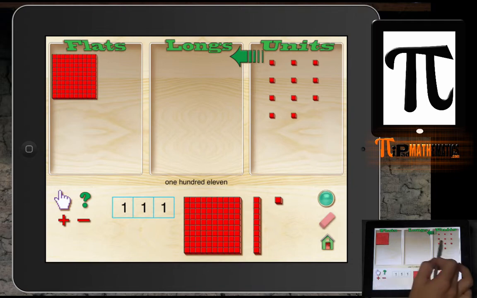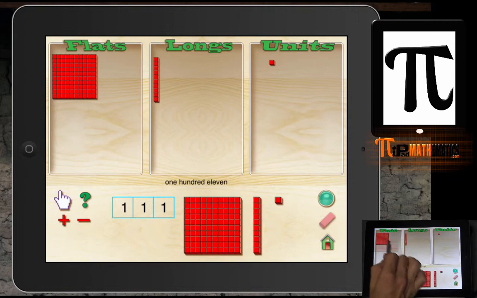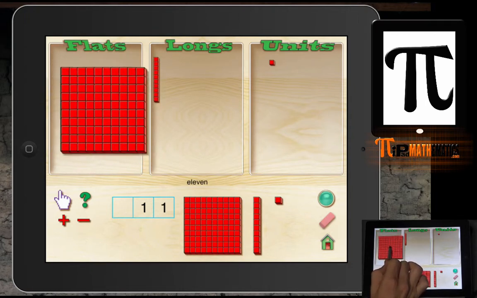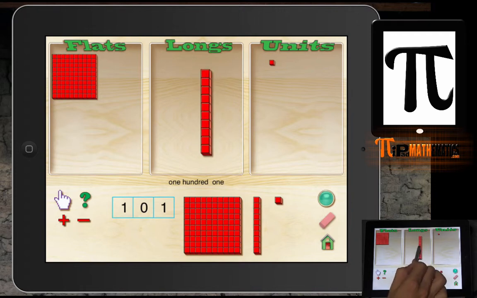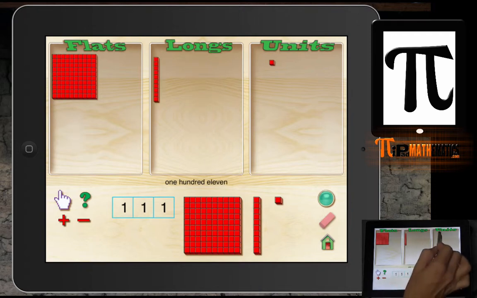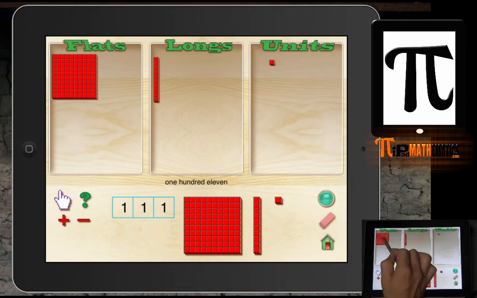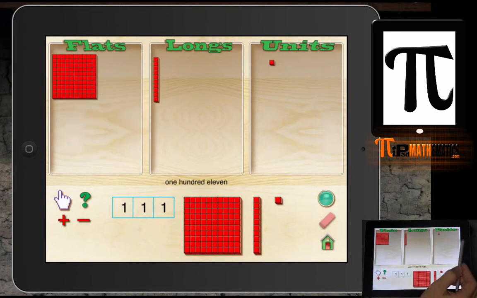It helps model place value, and in this case we'll call this place value 100. This is the flat. This place value is our tens, which is used by our longs, and this place value is ones or units. And as I said, this could be hundredths, this could be tenths, this could be 1, and so forth and so on.